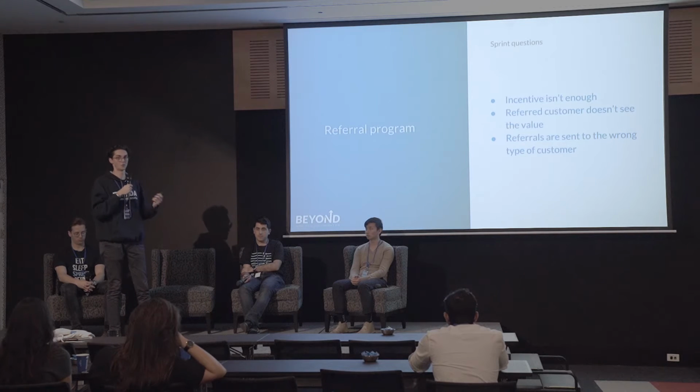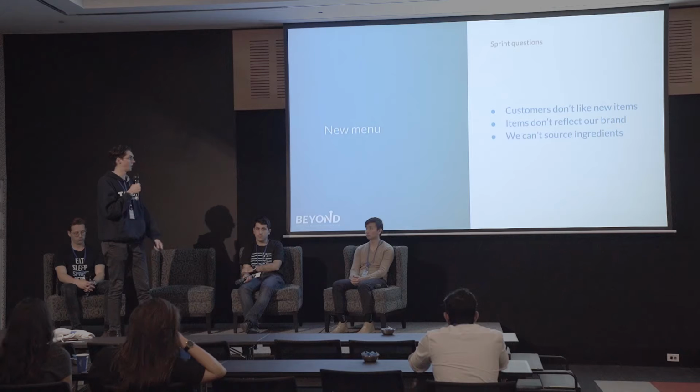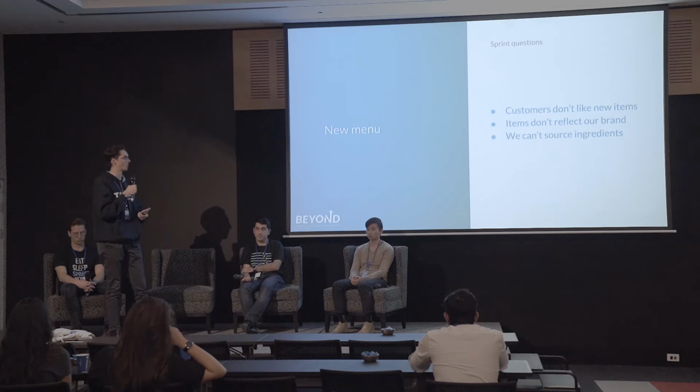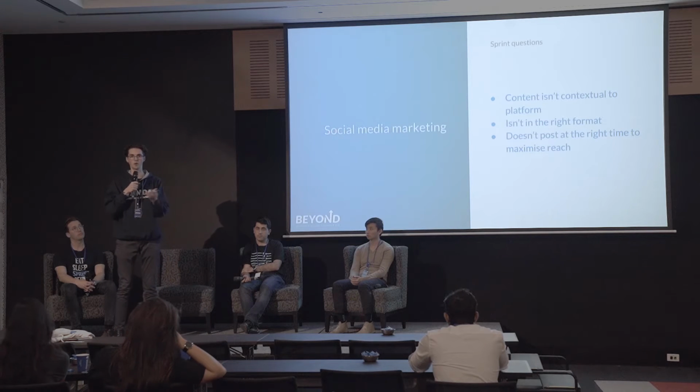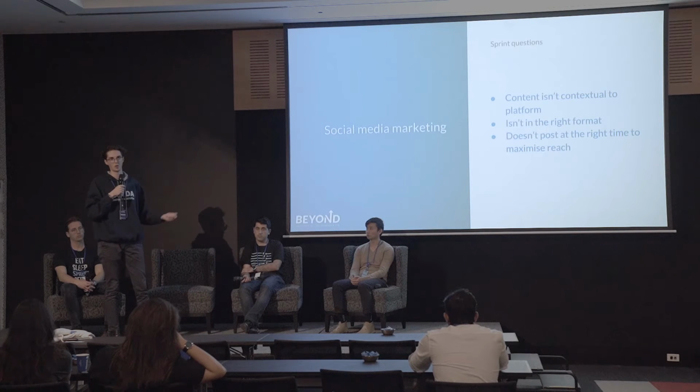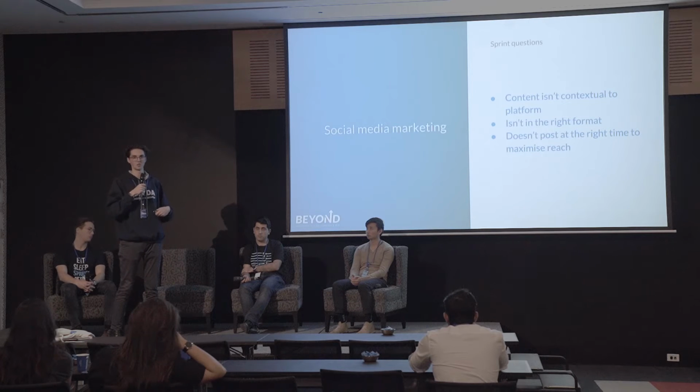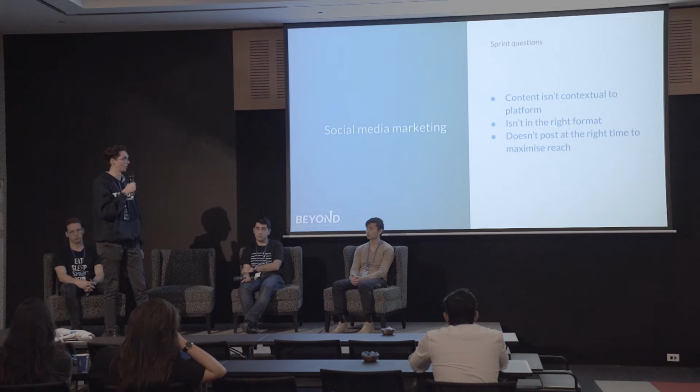These might seem overly obvious, and in the sense of a new menu, say customers actually don't like the items, that's quite an obvious one, but also items don't reflect our brand and we can't source ingredients. The main objective of writing it down is to get it in front of you and make sure everyone in your team can see it, so you can say, despite this being quite obvious, are we all aware that this could potentially fail the long-term goal?